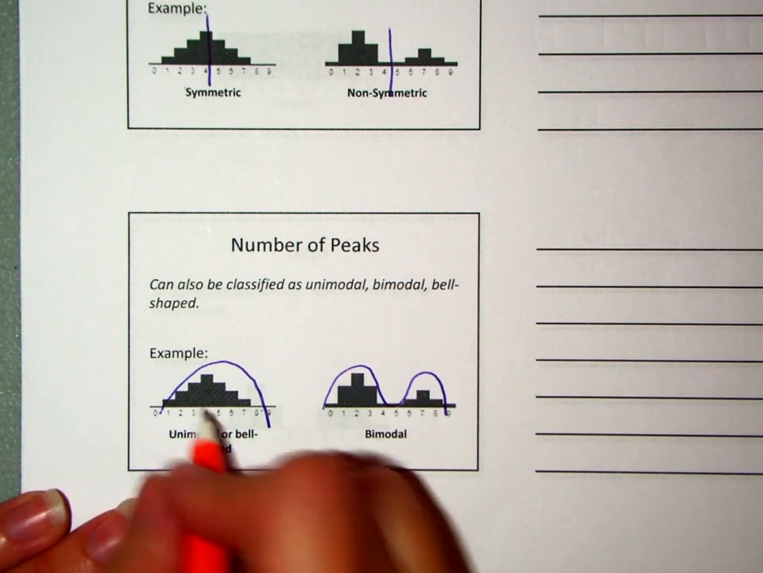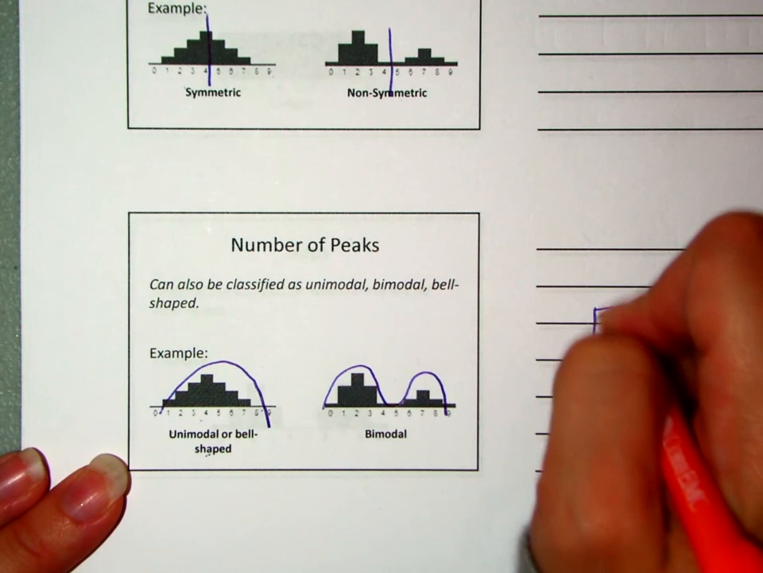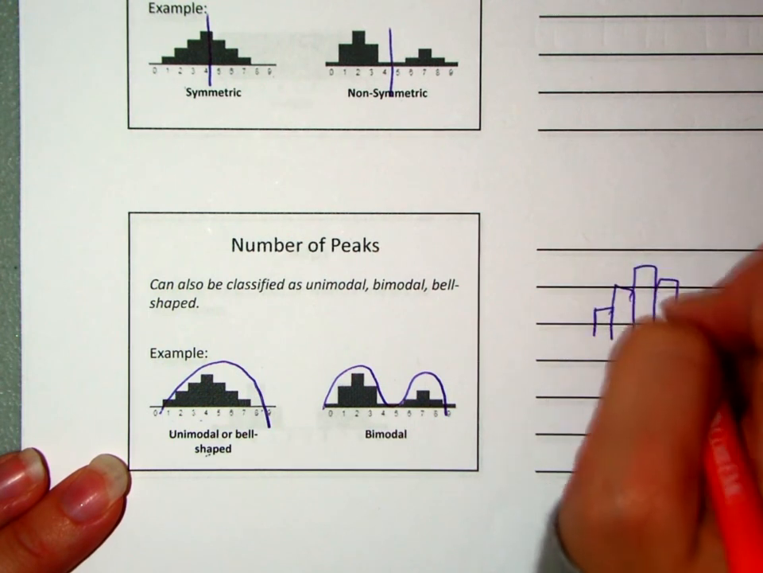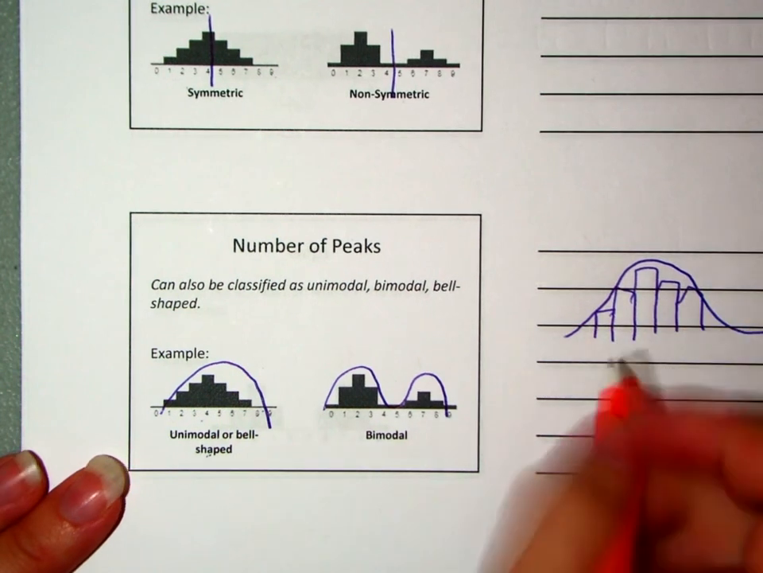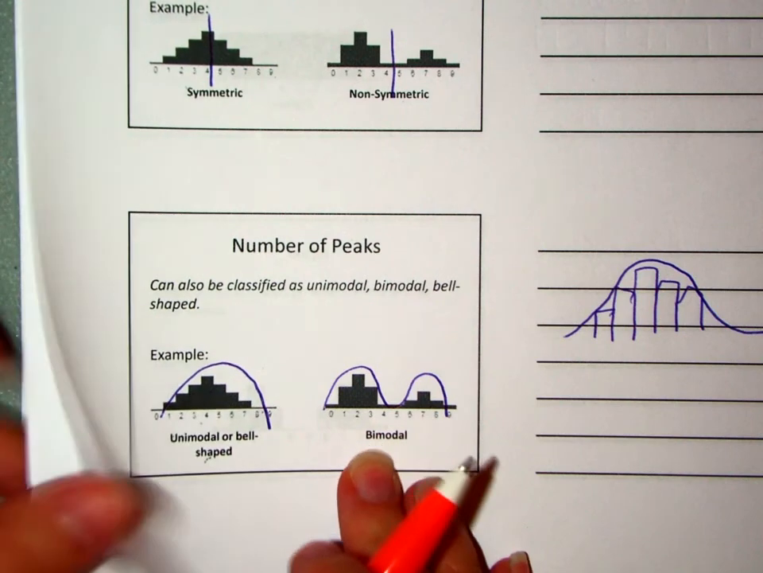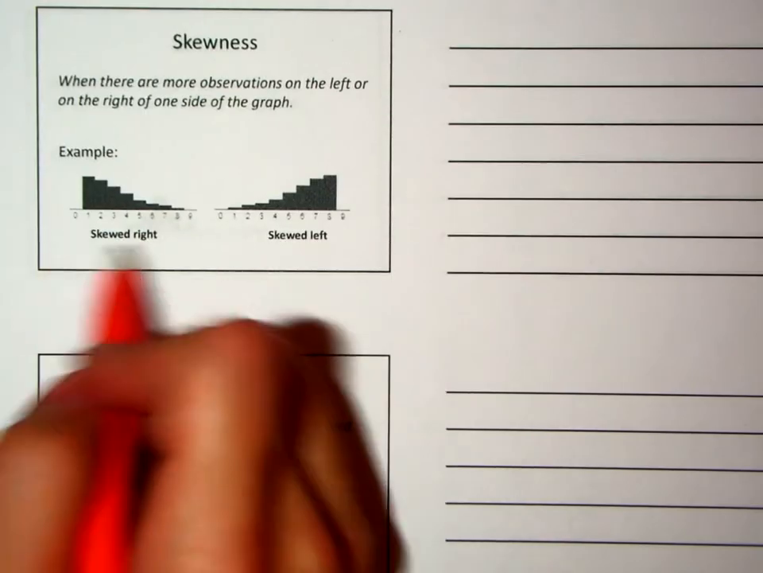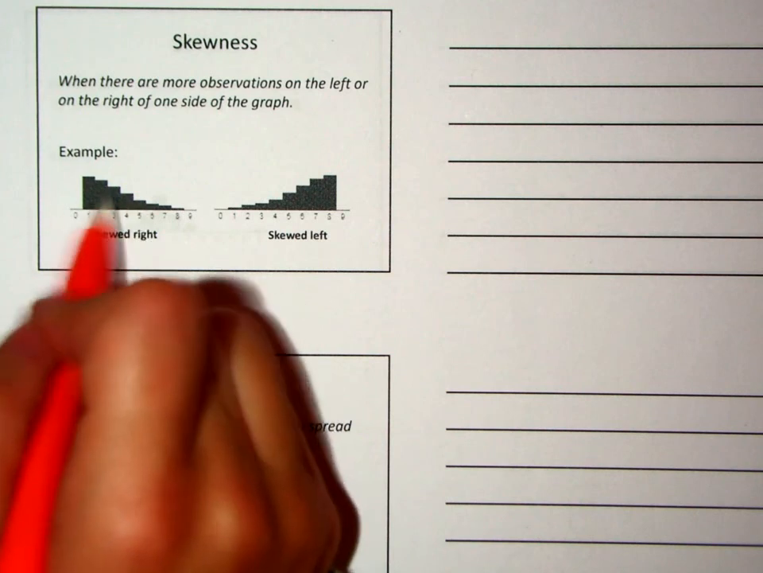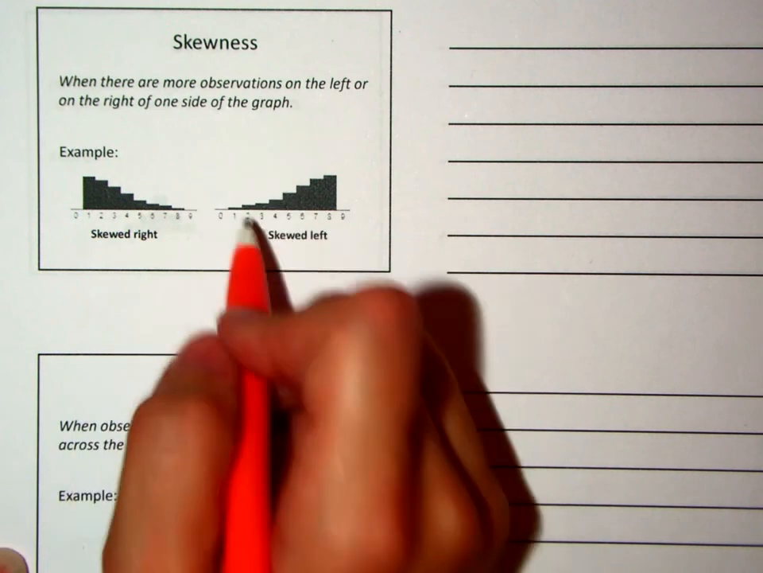But then I want to point out this histogram right here. This histogram here is your traditional, what we call a bell curve, because it actually goes up and then comes back down. So this would also be described as bell-shaped. Skewness means that the data is gathered on one side or another. So in this example here, all the data is gathered here on the left. That's where the majority of the data is, so we call it skewed right, and vice versa.